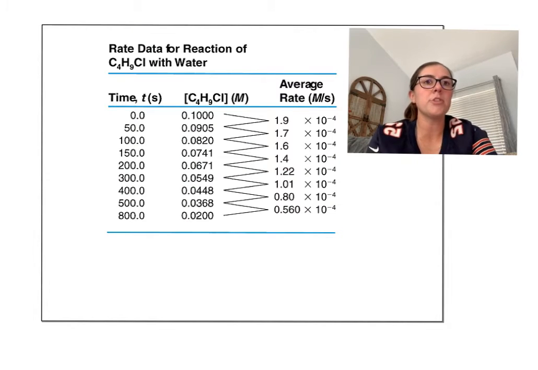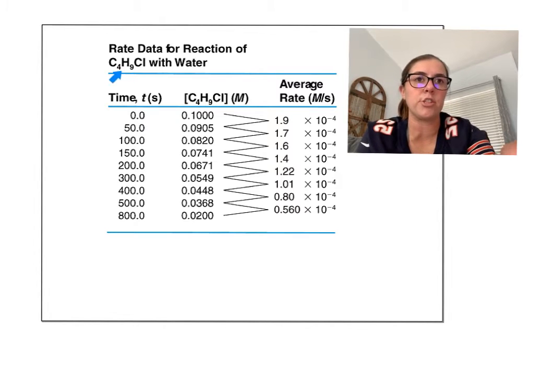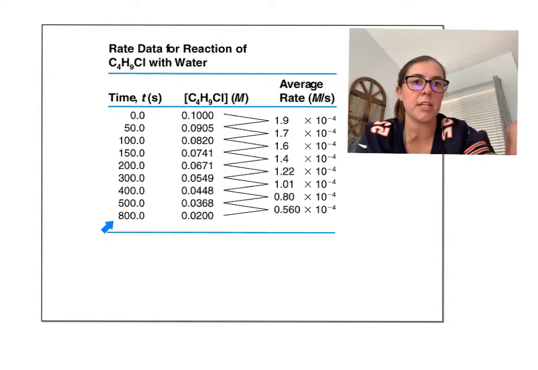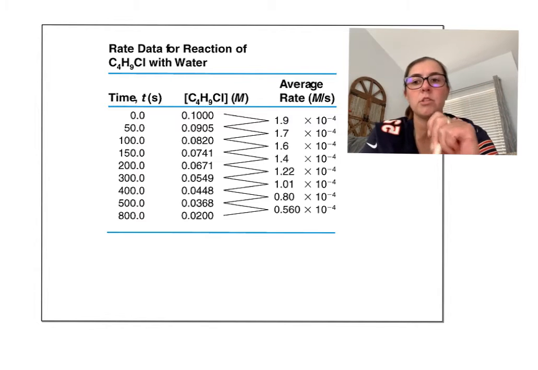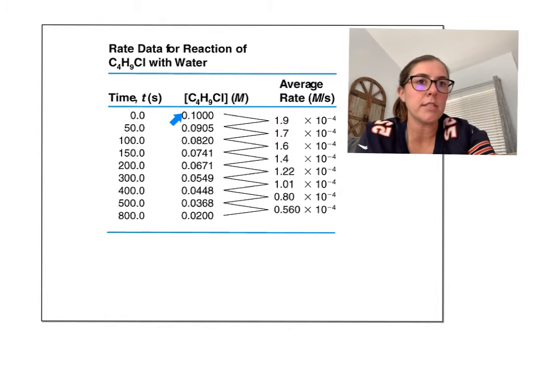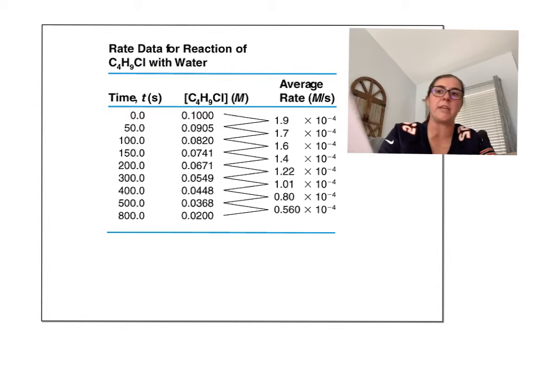All right, so what I want you to notice here is this is data for a reaction with a certain chemical, C4H9Cl, with water over time. So we have time that's being recorded, and we have the concentration, the molarity of the C4H9Cl. Don't worry about the rate right now. Here's what I want you to think about: I noticed that the concentration of this chemical is getting less and less over time. So it's decreasing, it's being used up.